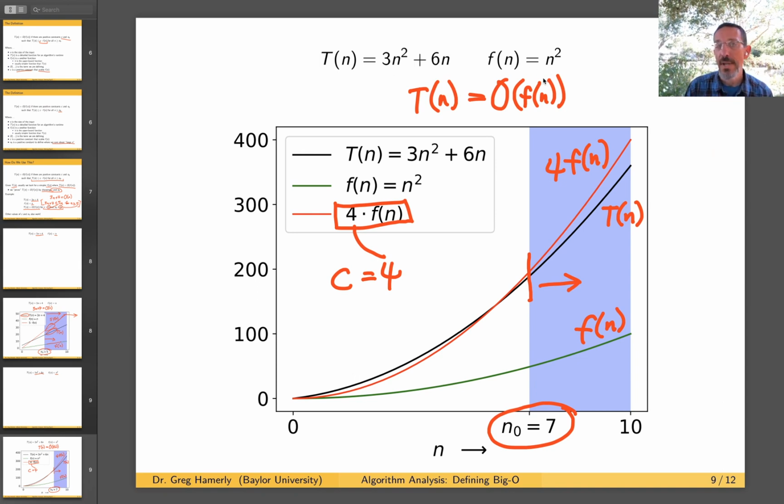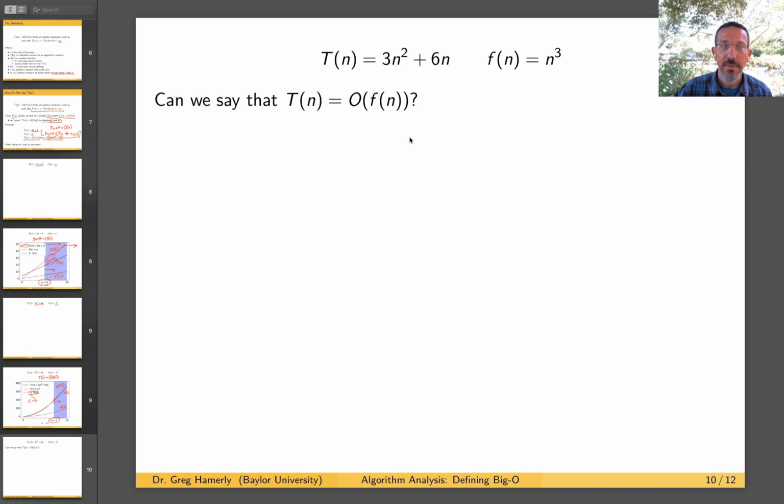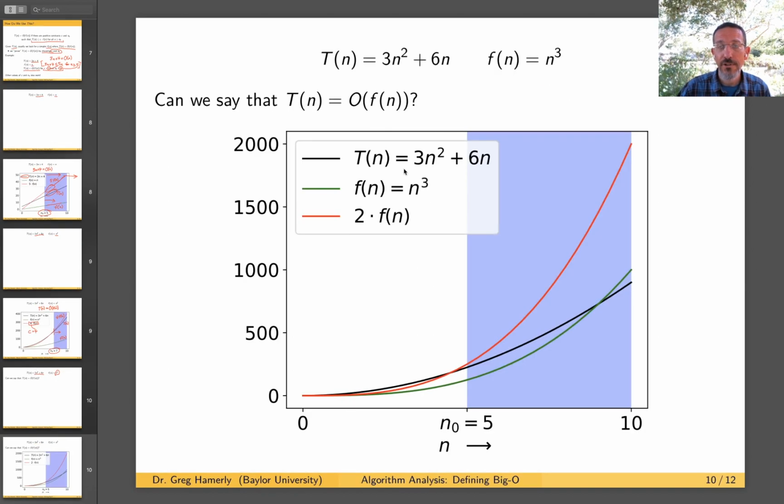Now this next example is very similar but slightly different. Watch the exponent on f of n. We have the same T of n, 3n squared plus 6n. We have now not n squared, but n cubed. Can we still say that T of n is equal to big O of f of n? Yes, we can, because we can choose c and n naught that will make this definition true. We can say 3n squared plus 6n is equal to big O of n cubed.